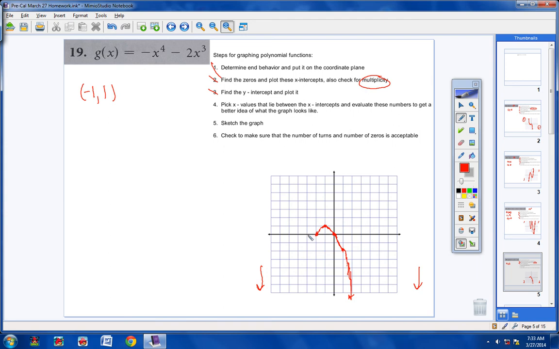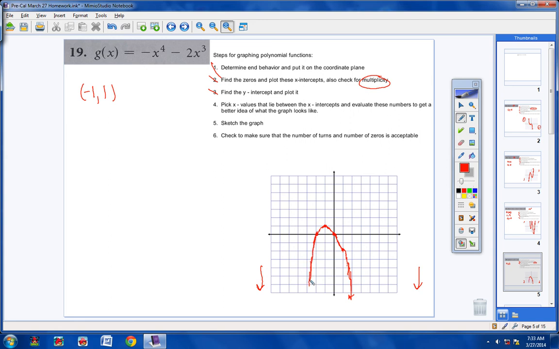Now I'm going to evaluate the function at negative 3, and let's see what it's doing at negative 3. At negative 3 it goes way down to negative 27, and then negative 4 is way down to negative 128, so it looks like this one's pretty much going to go straight down.